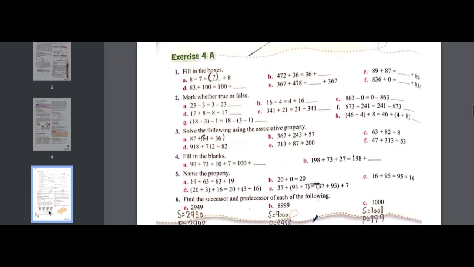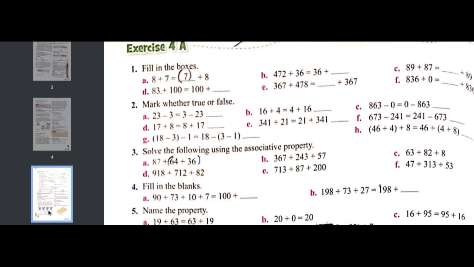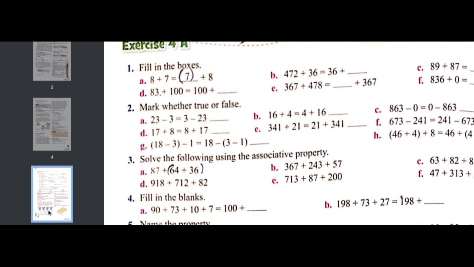So the first one is 8 plus 7 equals 7 plus 8. Very good. And the same as 472 plus 36. This property is known as what? Can you tell me the name of this property?